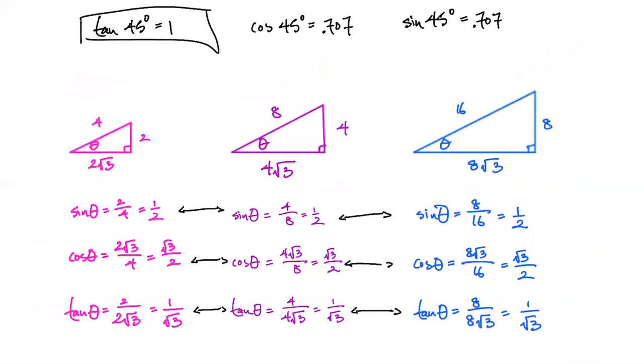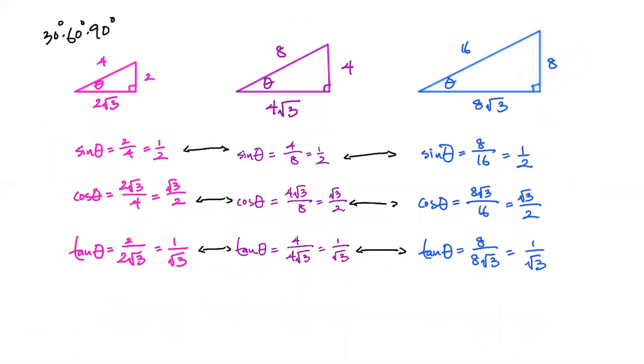Now, this one is not a 45, 45, 90 triangle. But this triangle is rather a 30, 60, 90 triangle, okay? So all three of these triangles are 30, 60, 90 triangles. And so what we're seeing here is, I bet if you type in sine of 30 degrees on your calculator, I bet you're all going to get 1/2.